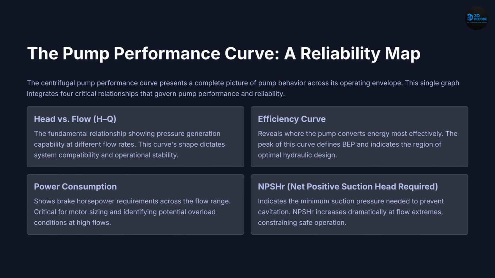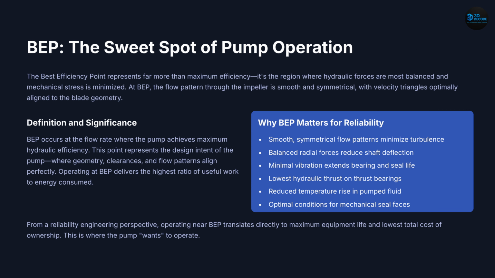Slide 2. What a pump curve shows. A pump curve combines multiple relationships. It shows head versus flow, efficiency, power consumption, and NPSH required. These parameters together define how the pump behaves across its operating range.